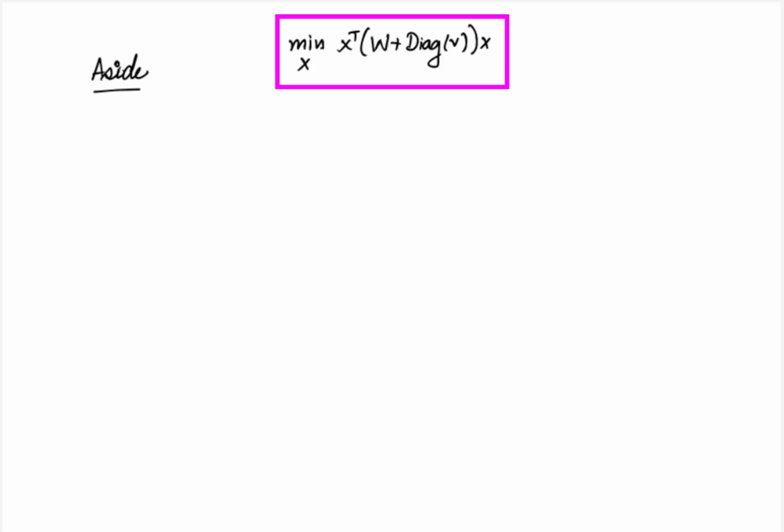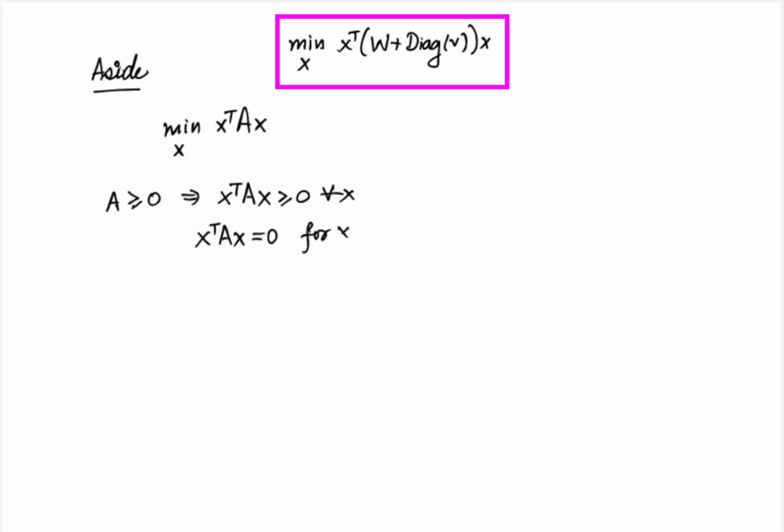So as an aside, let us consider the minimum of x transpose Ax with respect to x for an arbitrary A. Recall that if A is PSD, then x transpose Ax is greater than or equal to 0 for any x. And in fact, x transpose Ax is equal to 0 for x equal to 0. So the minimum of x transpose Ax is 0 whenever A is PSD, and the minimum value is attained at x equal to 0.